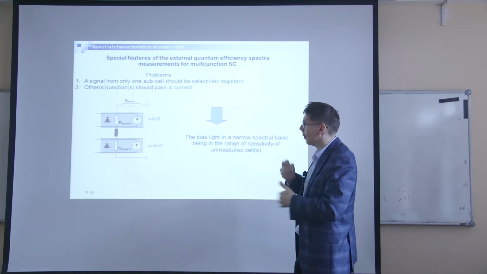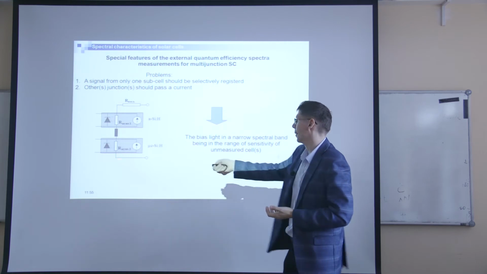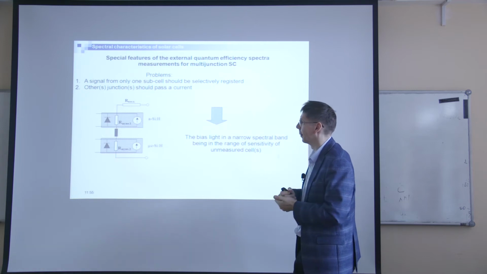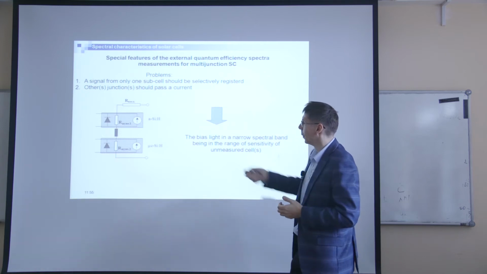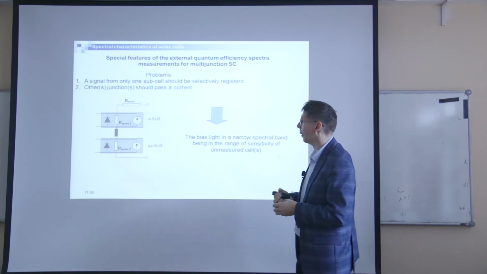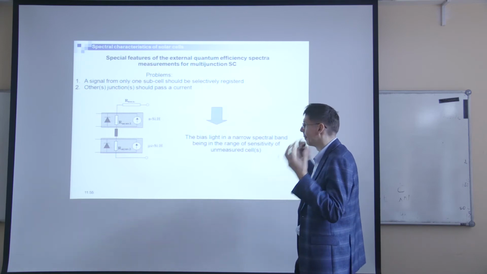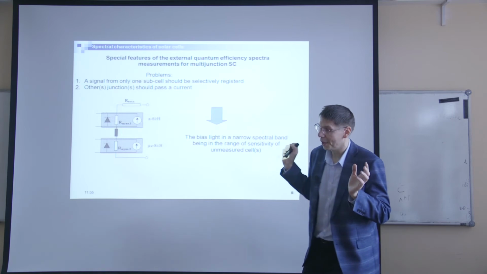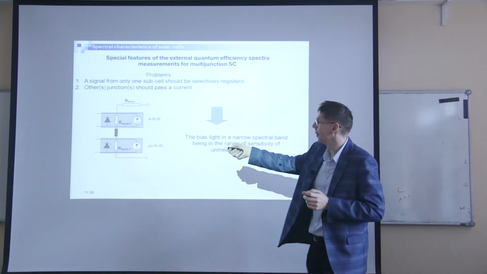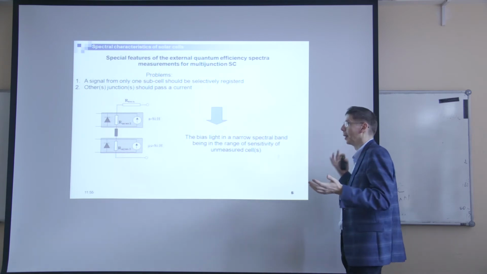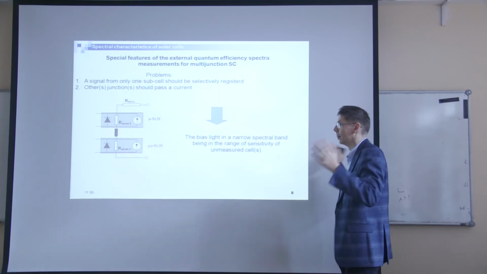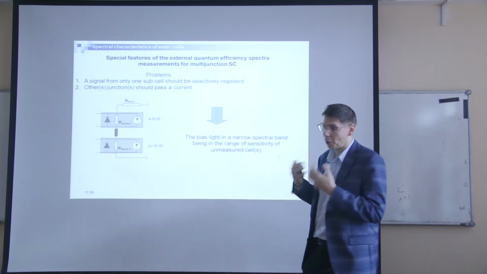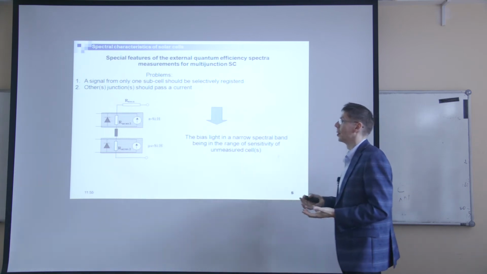Then if you want to measure the bottom junction, you can try to use light of long wavelength, and it gives some current here, and almost zero current at the top junction. So again, we have a problem. If you want to use some light bulb, there is another problem. So even technically it's not so easy to measure.